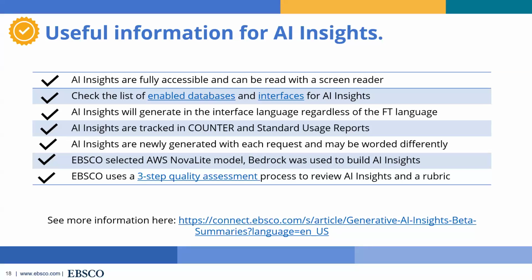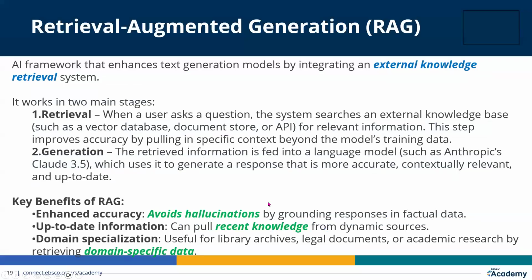In terms of how we have developed our AI insights, we have used AWS, Amazon Web Services Nova Lite model, and we've used something called Bedrock to build our AI insight tool. We also have a 3-step quality assessment process to review the quality of the AI insights, and we also review a rubric to check to make sure that the quality is there. So for more information, please visit the EBSCO Connect guide, but let's have a look at a bit more information about how these work.